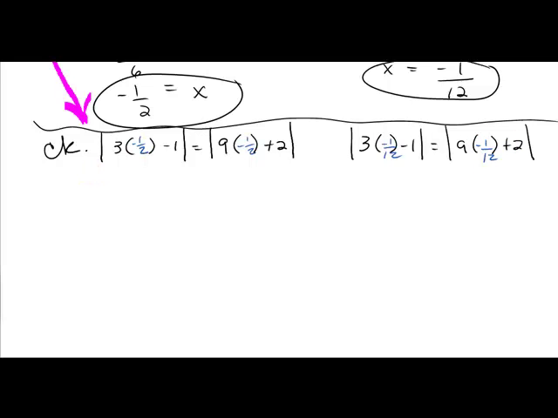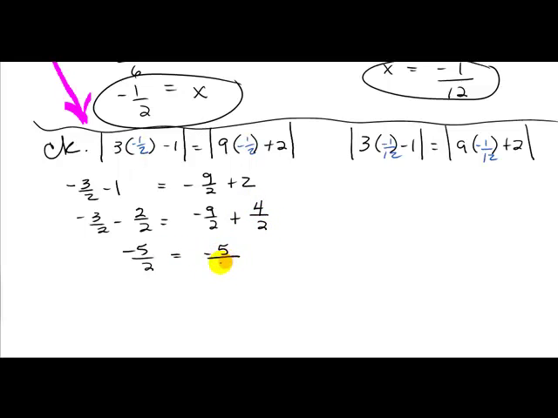Okay, so here we're going to have a negative 3/2 minus 1 equals a negative 9/2 plus 2. Let's go ahead and change our whole numbers to fractions. And my two answers match. So that means that one is correct.